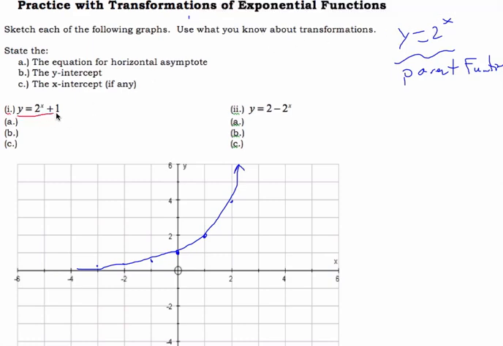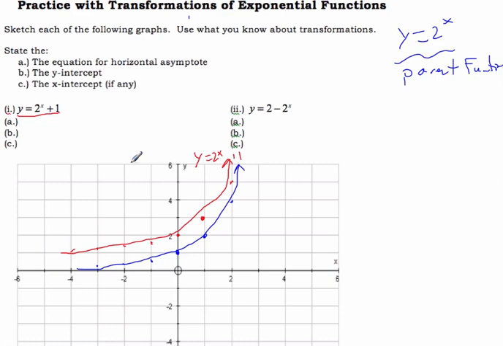I'm going to use red for 2 to the power of x plus 1. What happens is all the y values are increased by 1. So what you could do is take all those points on y equals 2 to the power of x and just add 1 to them, and everything's going to increase by 1, and we have a new horizontal asymptote at y equals 1. So I'm going to draw that in here. That's y equals 2 to the power of x plus 1.